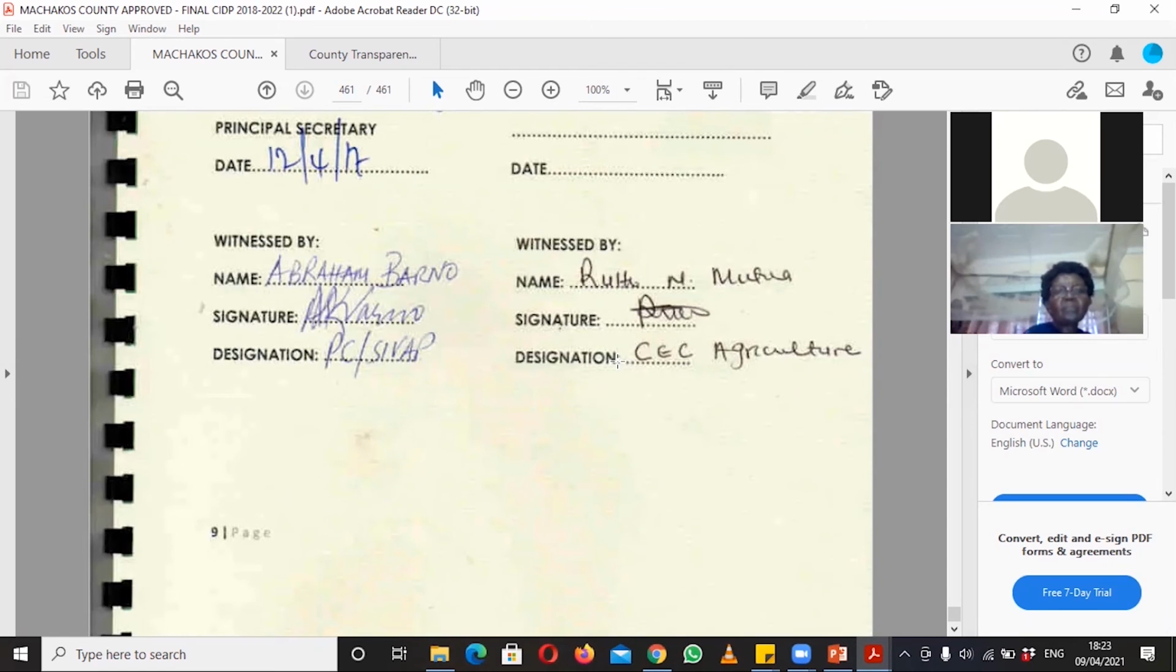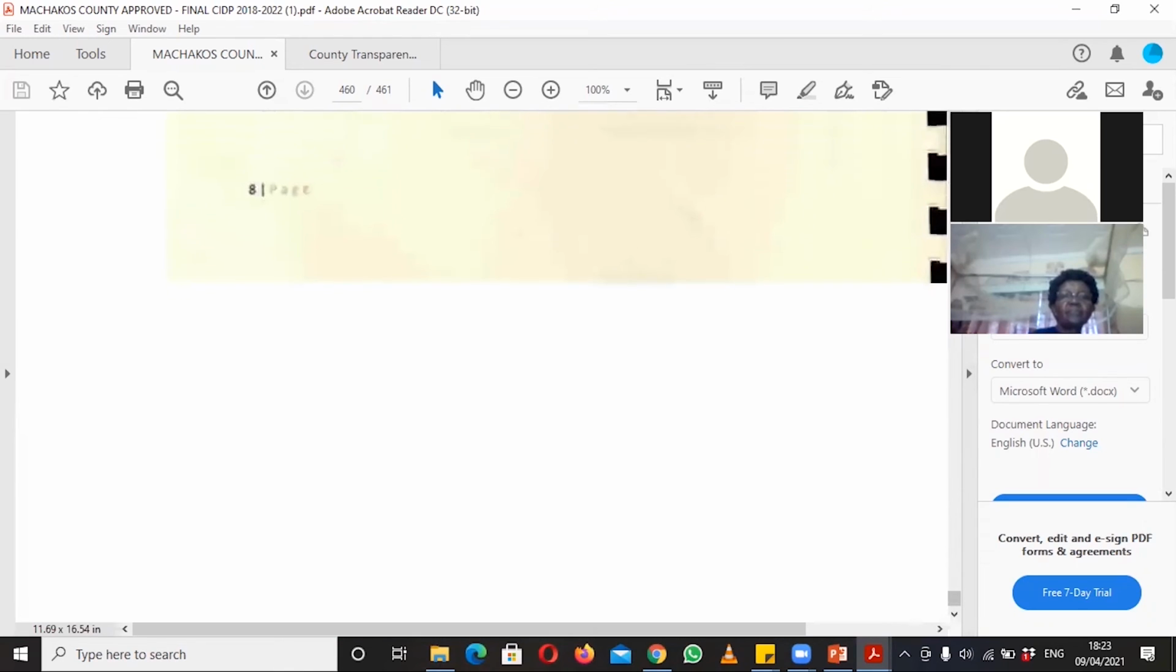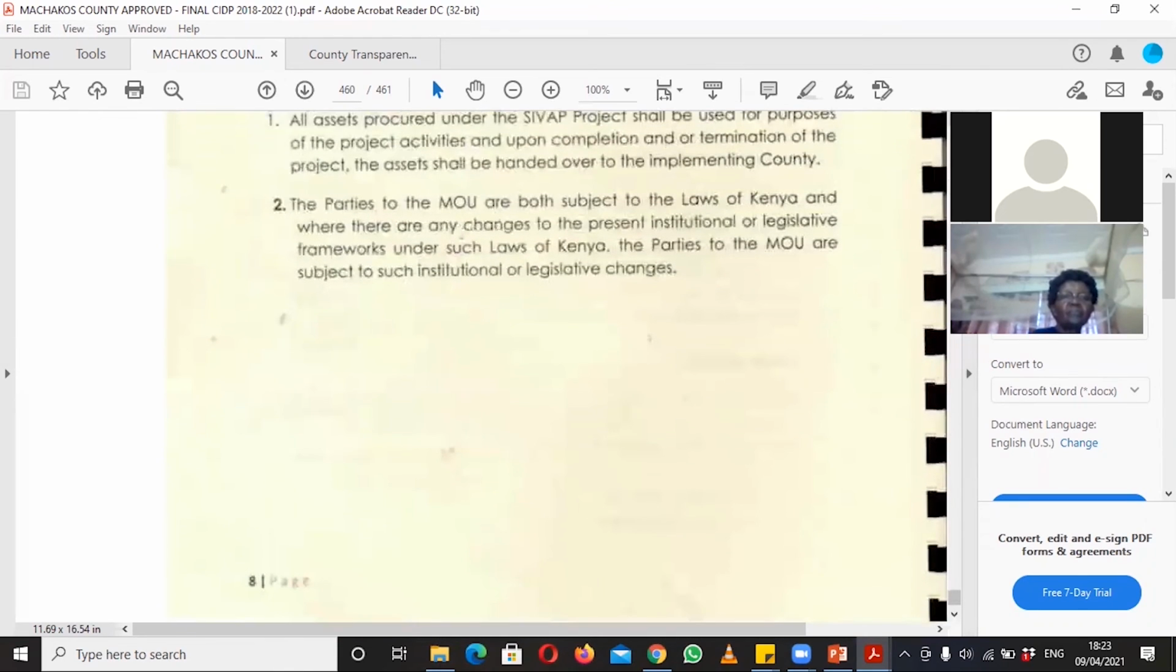So you can see they are saying, yes, public participation took place and that is why it was approved, but it is supposed to be made public so that we can get to know who participated, where, how many. So that is something that we need to advocate for. In any document, it is crucial that we have that public participation and it is informative so that we can get to know what has been done. So with that, I've given you an overview of the CIDP.